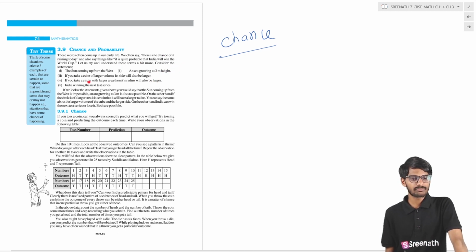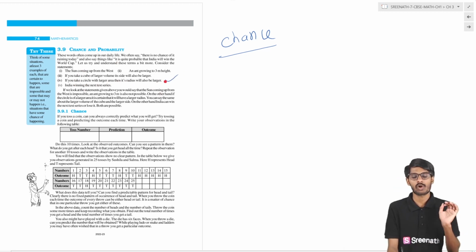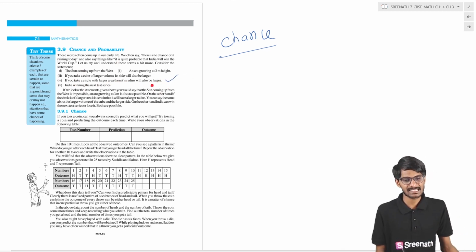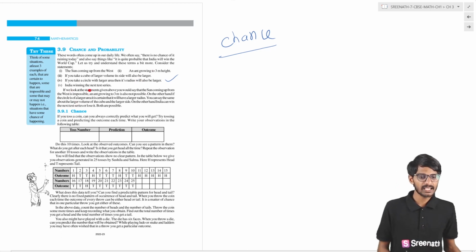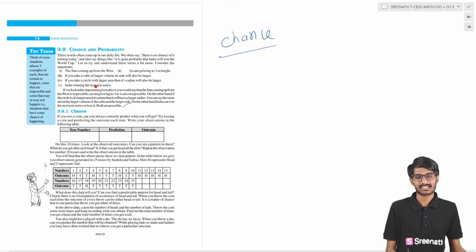If you take a circle with a larger area, then its radius will also be larger. So it has some probability. So it is probable, it has a chance. India winning the next test series: India may win or lose. Both are possible things. These two earlier examples are impossible things, but there is a chance for the remaining ones. So there is a chance or probability for those actions to be done.